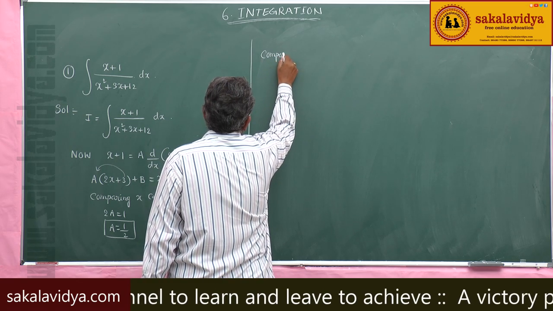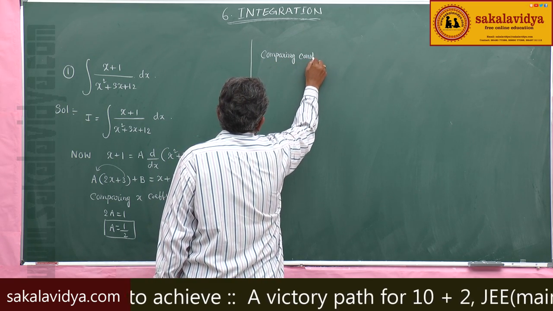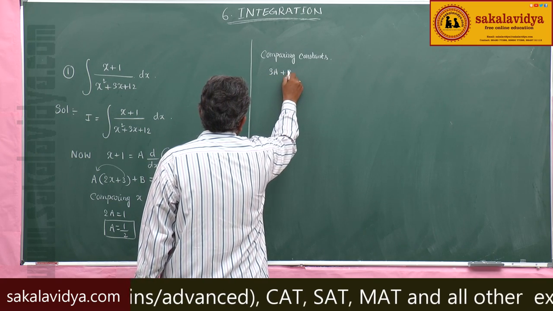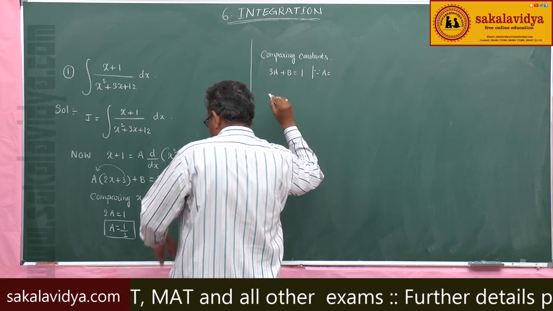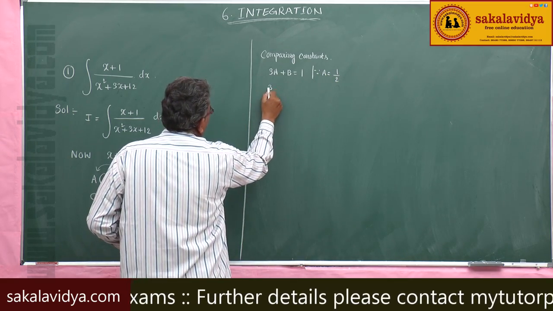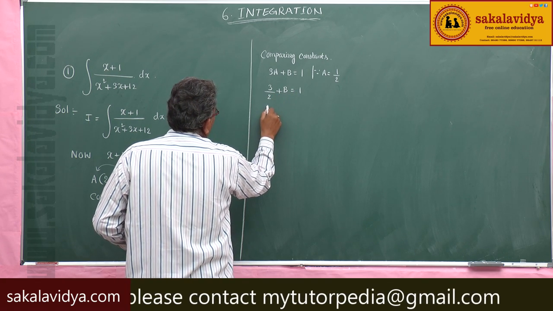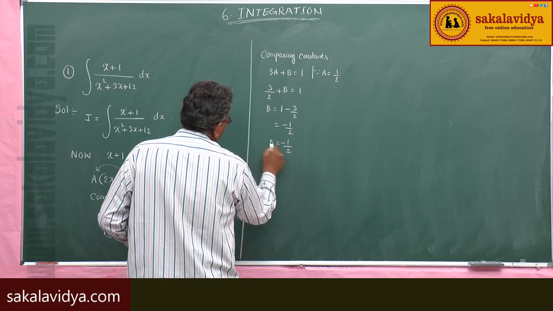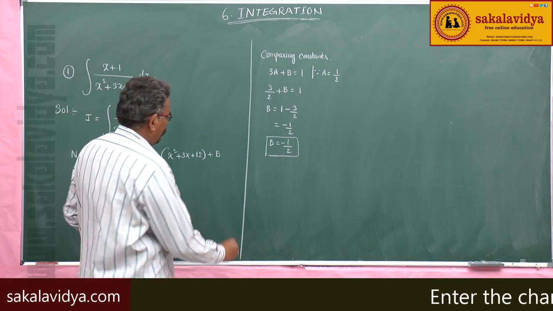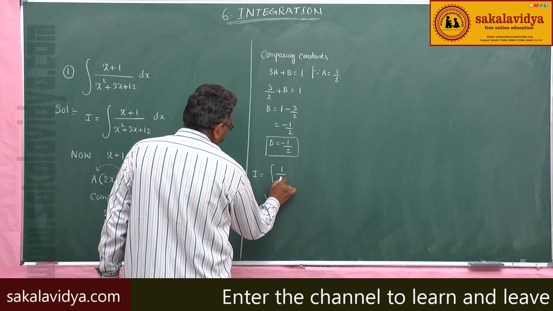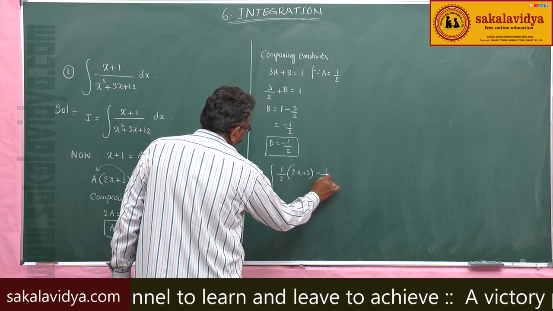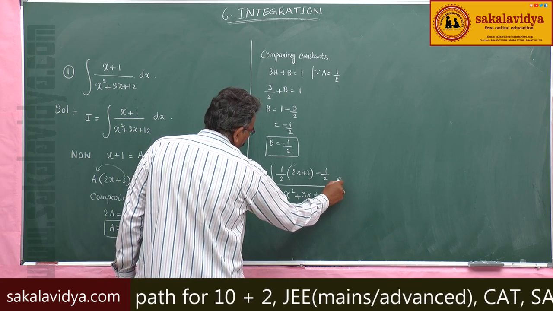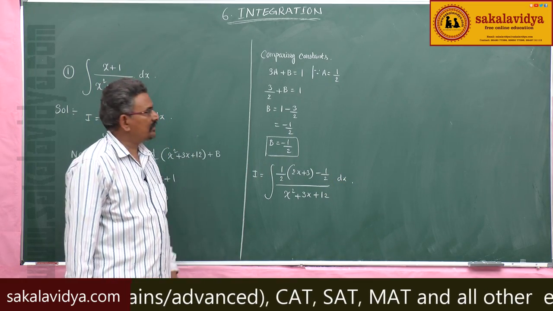Comparing constants, 3a plus b equals 1, whereas a equals how much? 1 by 2. So, 3 by 2 plus b equals 1, b equals 1 minus 3 by 2, that will be minus 1 by 2. So, b equals minus 1 by 2. Now, integral I is written as half times (2x plus 3) minus half, divided by x square plus 3x plus 12 dx. Now, we can write it as the difference of two integrals.